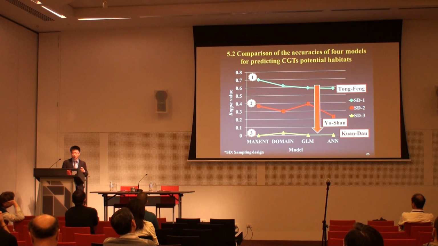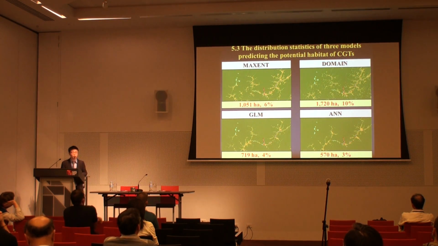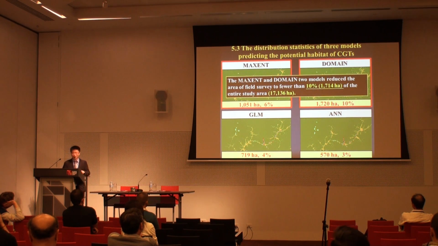the prediction power. And second, if we consider cost benefit, of course we should do that. We find the MaxEnt and DOMAIN models were much better because they have good prediction ability, and their prediction maps can set a level and cost for future investigation from the total area.